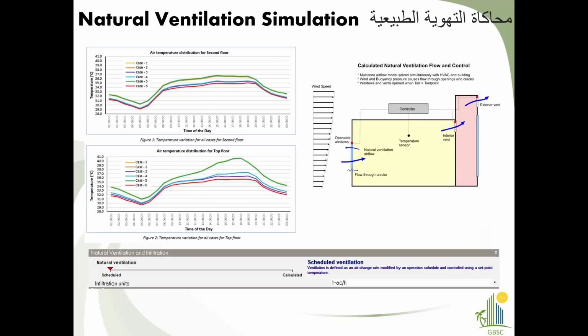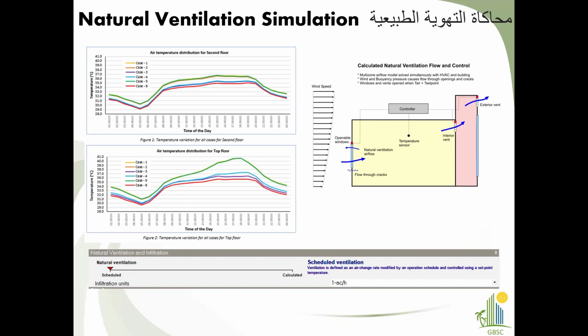For natural ventilation, we can model it. Within Design Builder, we have two modules: one is scheduled ventilation, and one is calculated natural ventilation. Within scheduled ventilation, we can define at which point the windows will open and what ACH, air changes per hour, we can predefine. Or we can use the more accurate method of calculated natural ventilation, wherein it takes into account the wind speed, the buoyancy, and the pressure difference outside and inside. And then we can even define controllers for temperature and humidity.